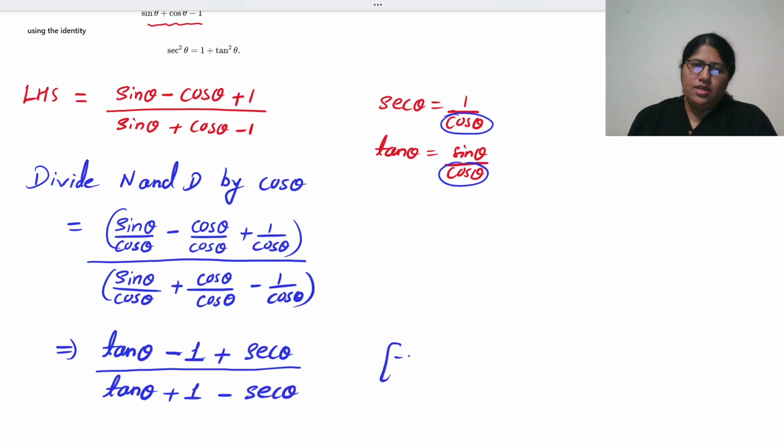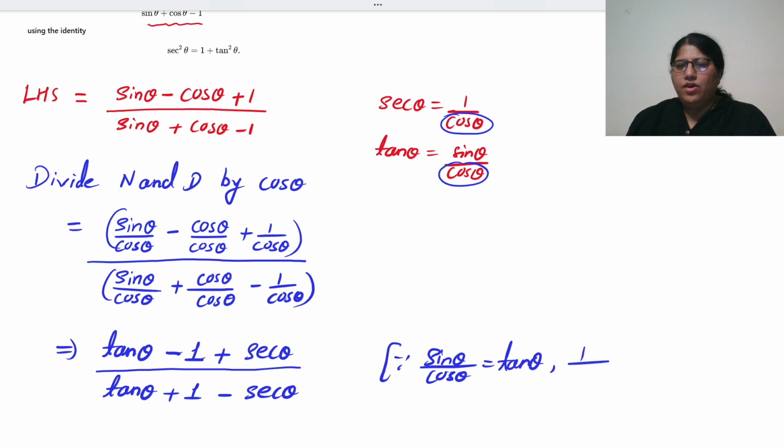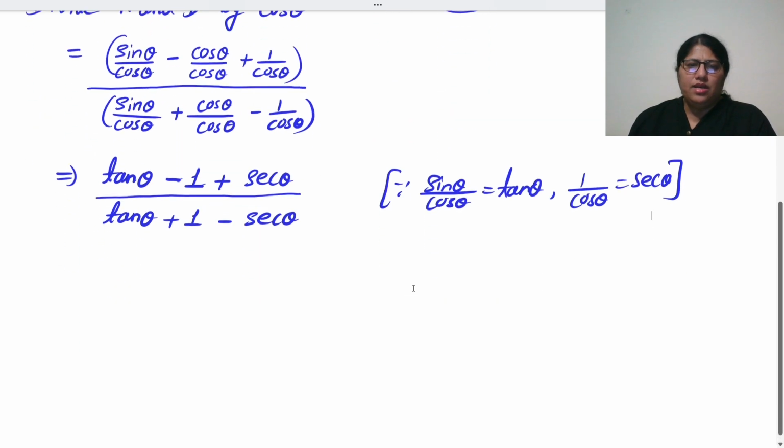Correct? What is the reason we can write down here? Sine theta by cos theta, sorry, it is tan theta, not 1, right? The identity sine square theta plus cos square theta equals 1, we are not using here. So sine theta by cos theta is tan theta, and 1 by cos theta is nothing but sec theta, right? So whatever you are using, please keep writing it.